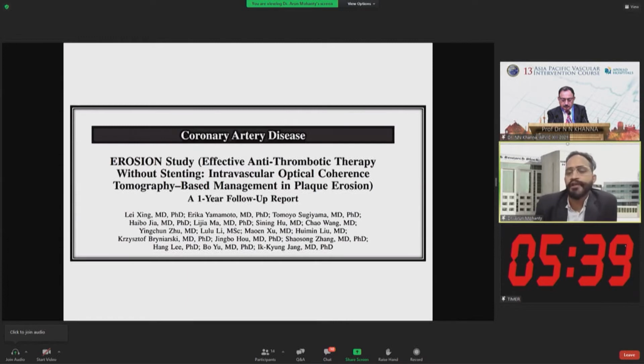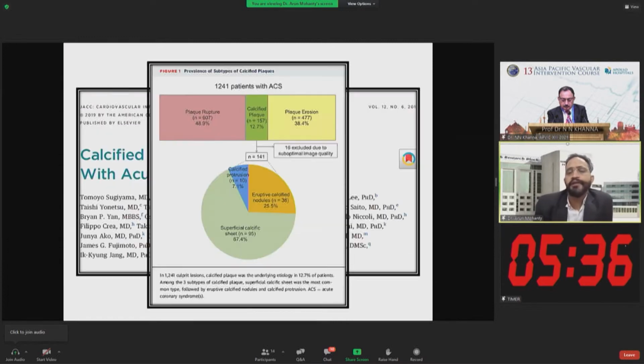This is the erosion study, which is the most quoted study. One can see 1241 patients with ACS, with plaque rupture being the most common: 50% of the patients had plaque rupture, and plaque erosion 38.4%. But this is Western data, not Indian patients. Indian patients have many more plaque erosion cases, particularly in the young subset. Calcified nodules or calcific plaques are very minimal, and superficial calcific sheets are the most common variety, which is easy to manage. The trouble is again the nodule or protrusion.